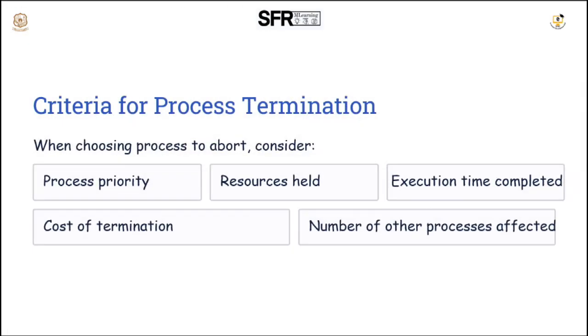Criteria for process termination. When choosing a process to abort, consider process priority, resources held, execution time completed, cost of termination, number of processes affected.